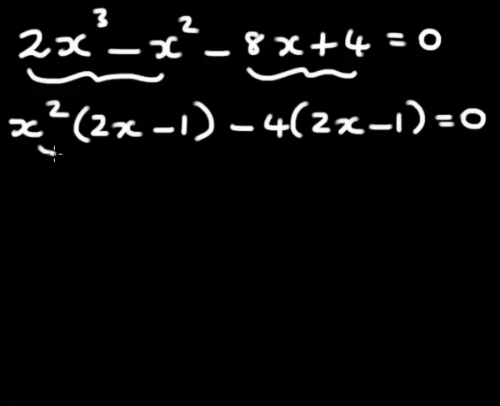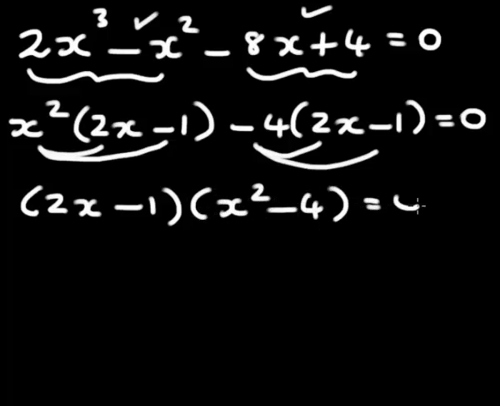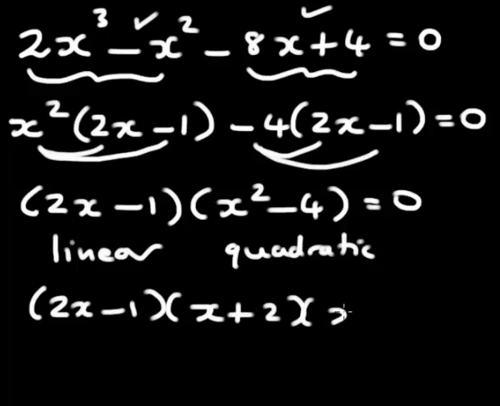But let's check it. If we multiply out, we get 2x cubed minus x squared. Great, so those two are sorted. Negative 8x plus 4. Sorted. Now we can take out the brackets, 2x minus 1, and we're left with x squared minus 4. Now what do you notice? There's a linear factor here, and there's a quadratic factor here. And what can we then do? We can then, of course, factorize further. This one is nice because it's a difference of 2 squares. So there we go. x plus 2, x minus 2.